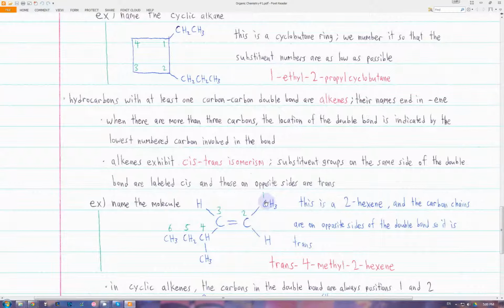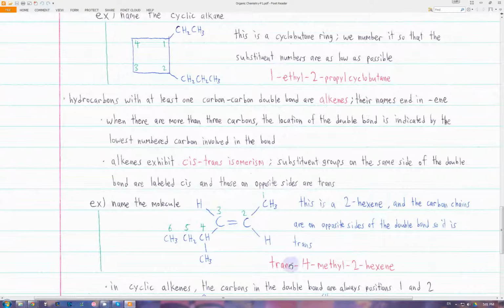So we have this group over here and another group over here. The chain starts on this side, on top of the double bond, and then after the double bond it continues on the opposite side. So since these two fragments of the chain are on opposite sides of the double bond, this is a trans molecule. If this group over here, the CH3, was over here instead of where it is now, then it would be a cis molecule.